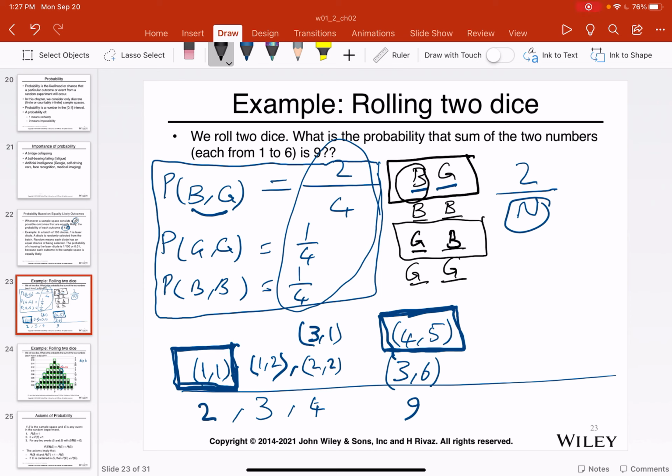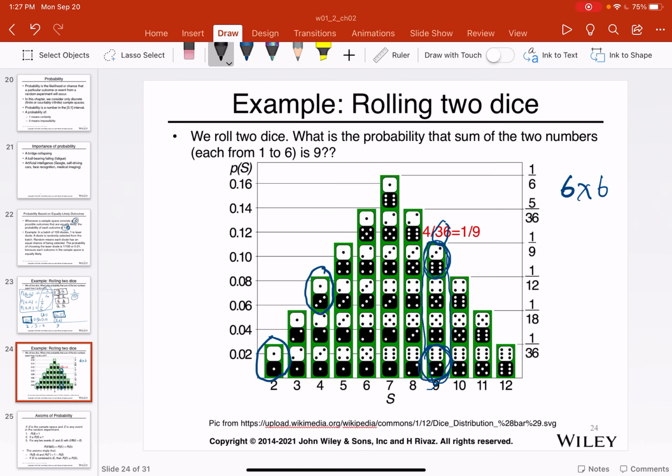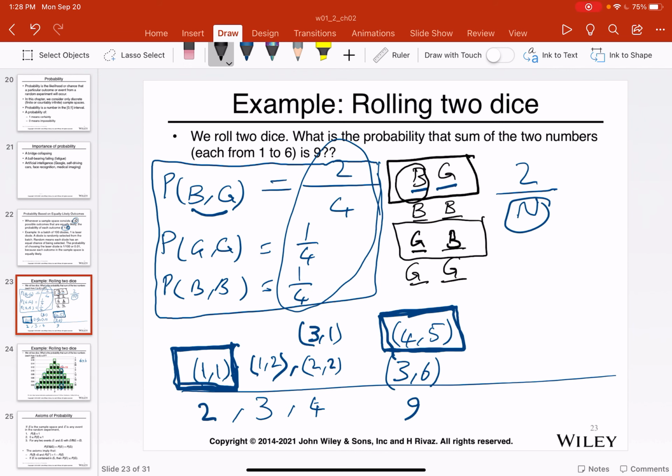So basically, this one is easier. The reason this one came to my mind is that with two dice, every die has six options, right? With two kids, it's binary, right? So it's an easier option. That's why I gave this example.